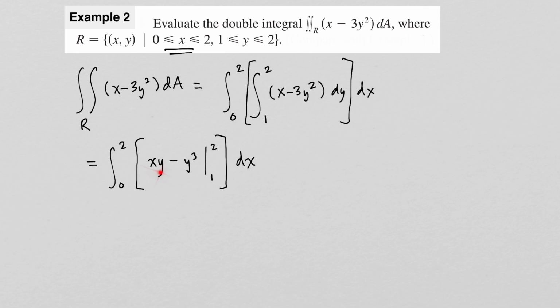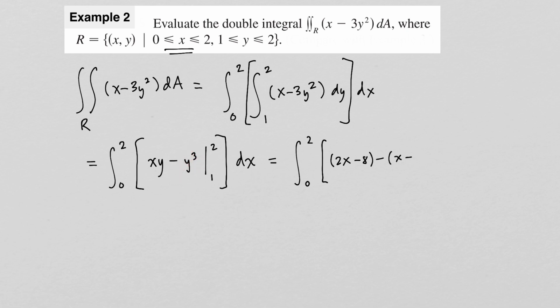And then once this is all done, we will then integrate with respect to x. So we get the integral from 0 to 2 of, now keep in mind we are plugging these values into y only. So when y equals 2 here, we get 2x. When y equals 2 here, we get minus 8. Minus, when y equals 1 here, we get x.